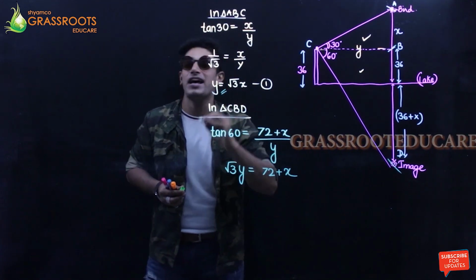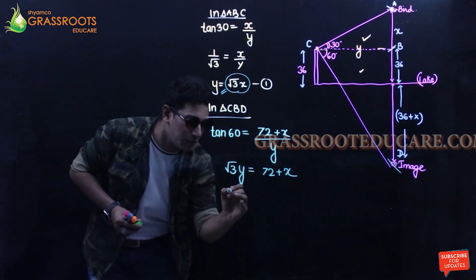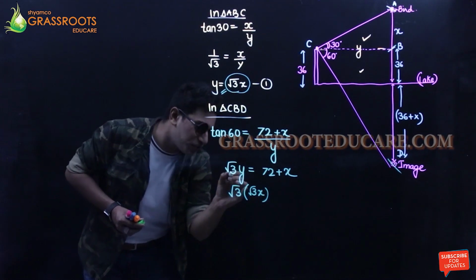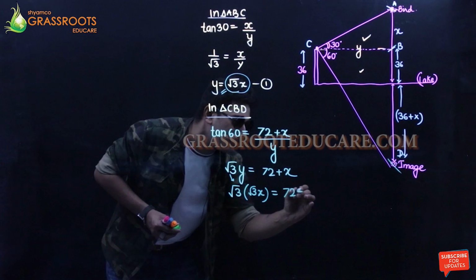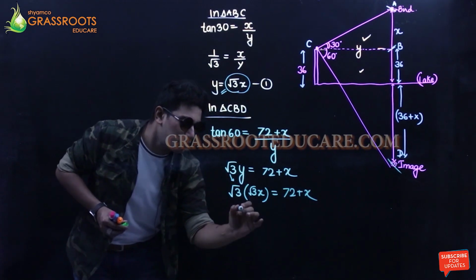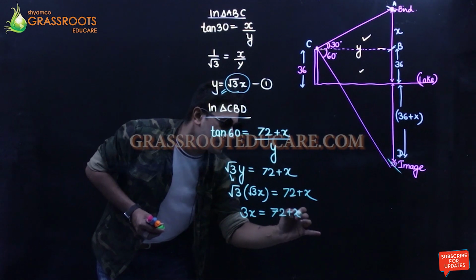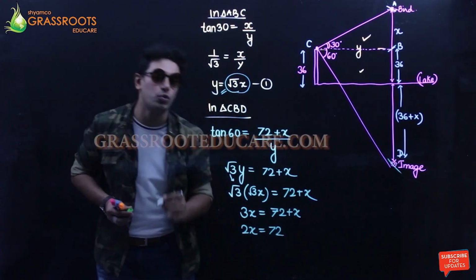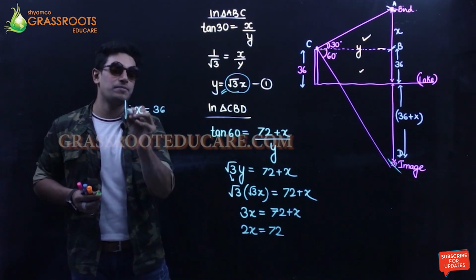In place of y, I will be substituting root 3x in this equation. So root 3 as it is, instead of y, root 3x is 72 plus x. Root 3 into root 3 makes it 3x is equal to 72 plus x. Get the x on the other side. Subtraction, 2x is 72. Therefore, x is equal to 36.